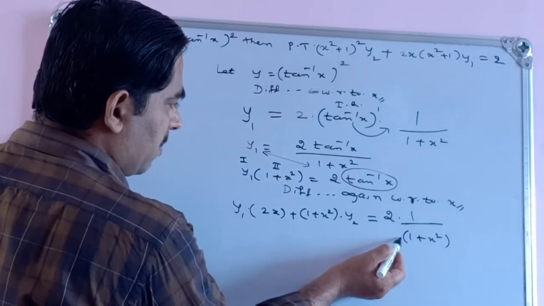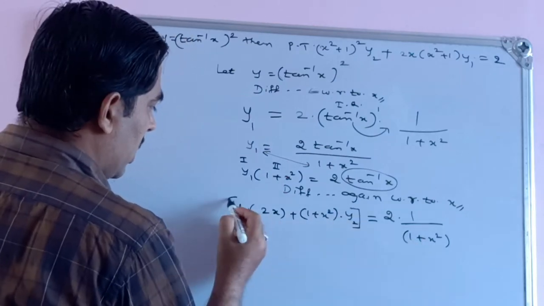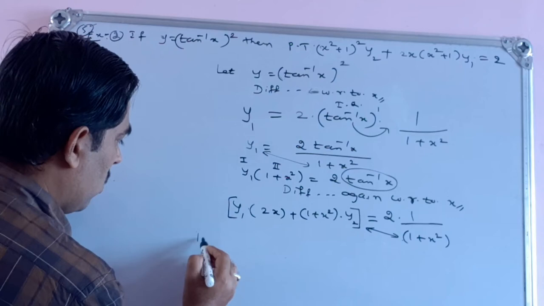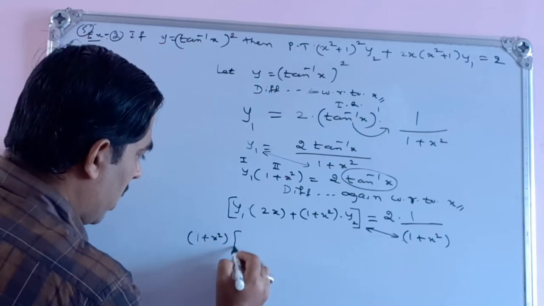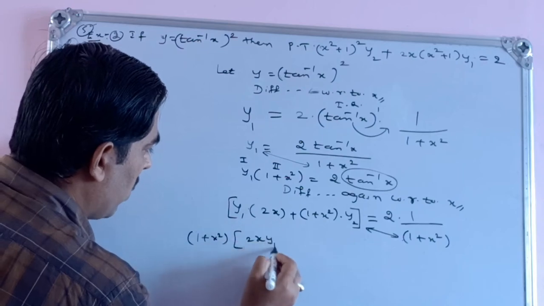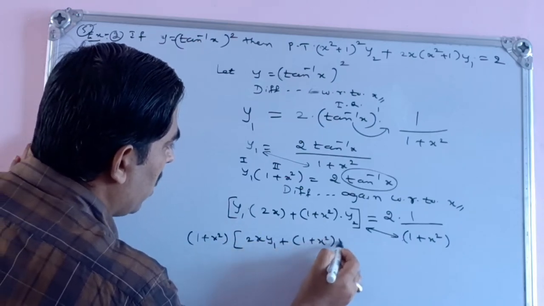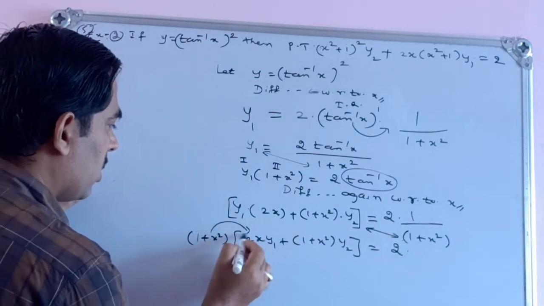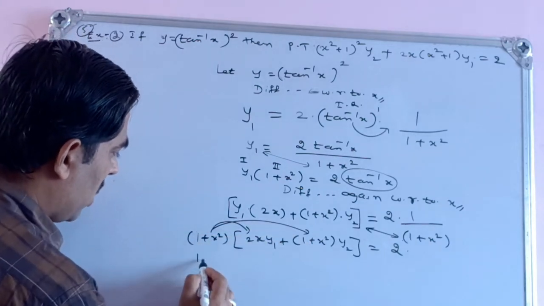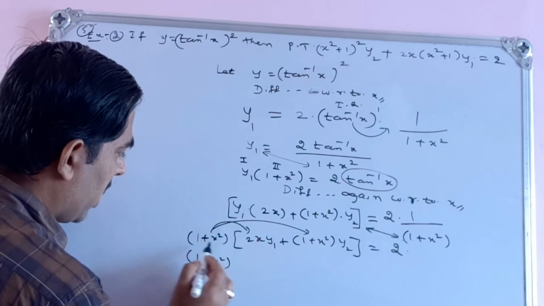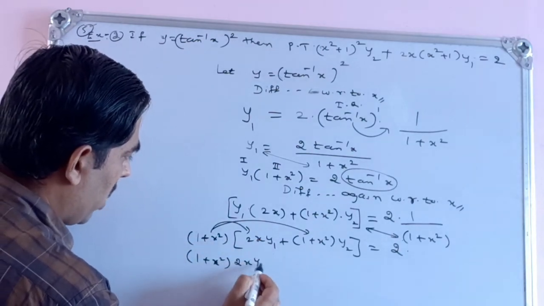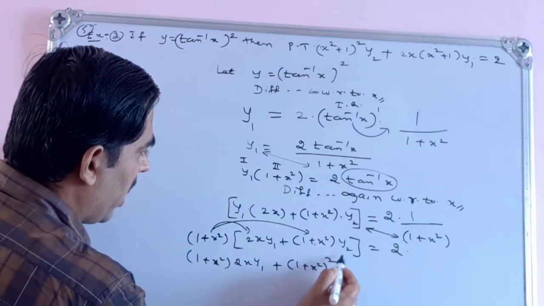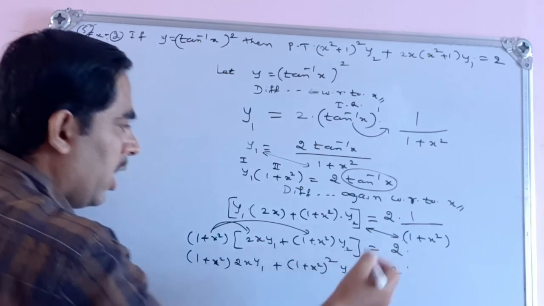Cross multiplying this: 1 plus x square is in the denominator, and this whole thing is on the left hand side, so I will multiply every term by 1 plus x square. 1 plus x square into 2x y1 plus 1 plus x square into 1 plus x square, that is 1 plus x square whole square, into y2 is equal to, on the right hand side, 2 as it is.